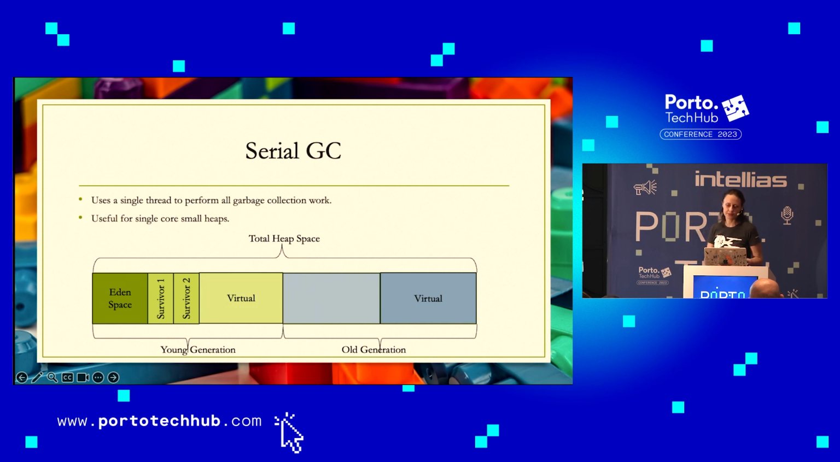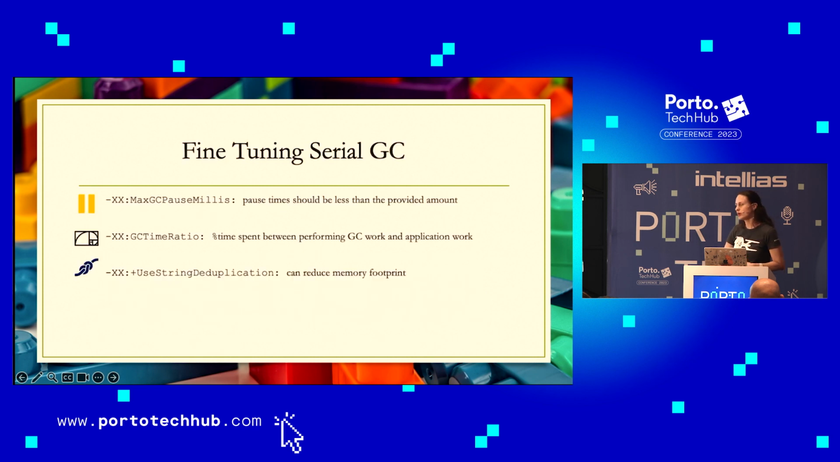From my experiments, I rarely saw it selected by default. If you want to fine-tune it, so if you're in the case that you are using the serial garbage collector, you can fine-tune 3 aspects about it. First of all, you can fine-tune the max GC pause in milliseconds to provide a hint that the GC pauses should be less than the provided amount. In this case, this garbage collector doesn't have a default set.